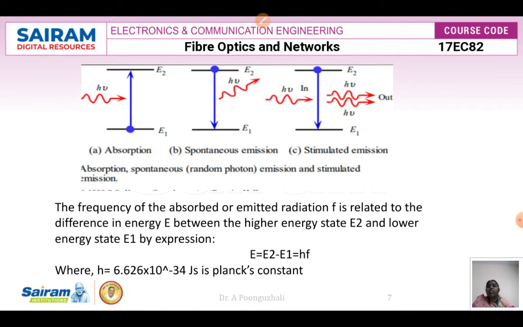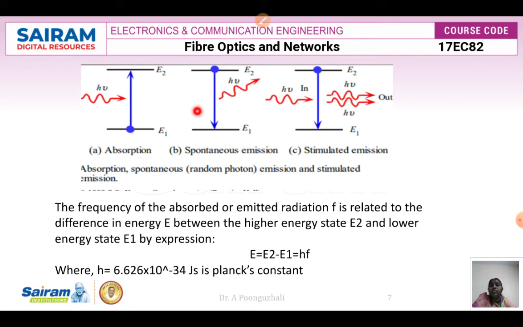So here we can see the absorption. Here you have your energy level E1 and this is your energy level E2. When a photon of energy h mu is incident on this energy level E1, the electron present in energy level E1 will move to energy level E2. So absorption of the photon takes place and the electron rises to a higher energy level.